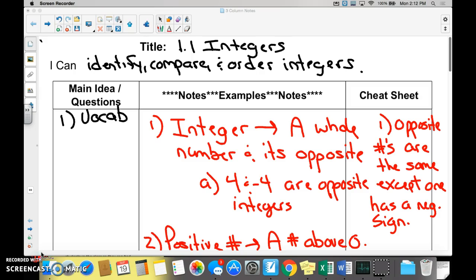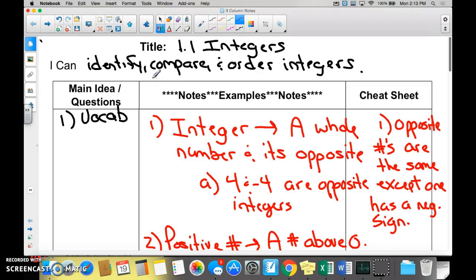We are doing 1.1 integers, our first lesson of the year. Can somebody please read the I can statement? What can you now do, Yusra? Louder, Yusra. I can identify and compare and order integers. Good. So all of you hopefully can say, Mr. Ponder, I know what an integer is. I can compare integers and I can put them in order. Is that true? Yes.